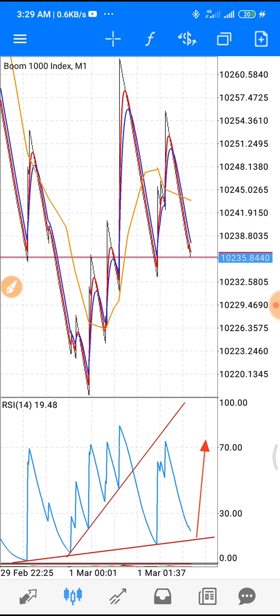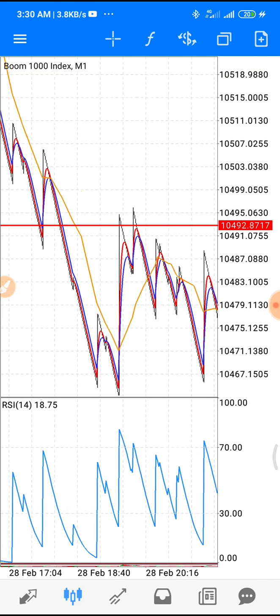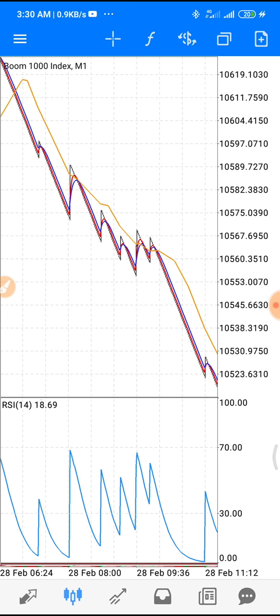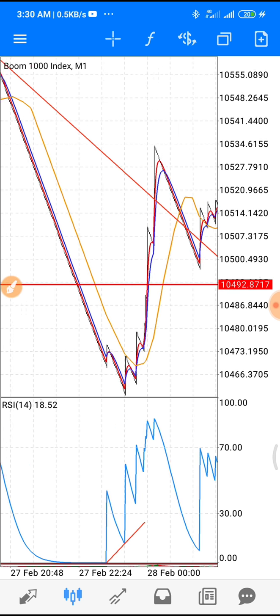So that's it. And I've noticed that it seems as if binaries, let's say boom and crash, is using RSI majorly to move, because there are some movements that don't even have definitions on the main chart, and when you come to the RSI chart, you will see that it's very clear. Sometimes it even forms head and shoulder on RSI. Let me see if I can get head and shoulder. You can see it even forms double bottom. See, it forms all those shapes on RSI.